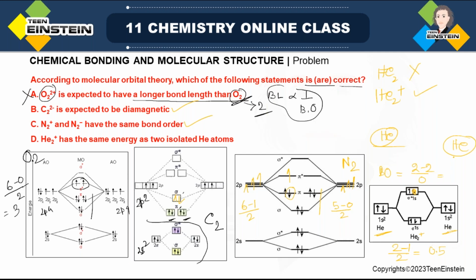You can compare 2 isolated helium atoms with He2, because as He2 does not exist, it will always remain as isolated helium. So how can it have the same energy compared to the species He2 plus? So this is not correct. So the correct options are B and C. Okay.